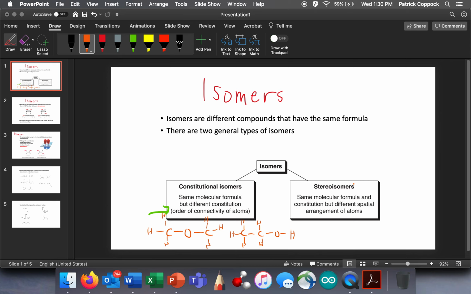And stereoisomers now have the same molecular formula, but they differ in spatial arrangement of the atoms. The next couple slides are dedicated to stereoisomers. I do want to point out before we move on, though, that there is one other kind of isomer which is not mentioned here, and some people would argue that it's not an isomer, okay? But we've already talked about it with Newman projections, right?